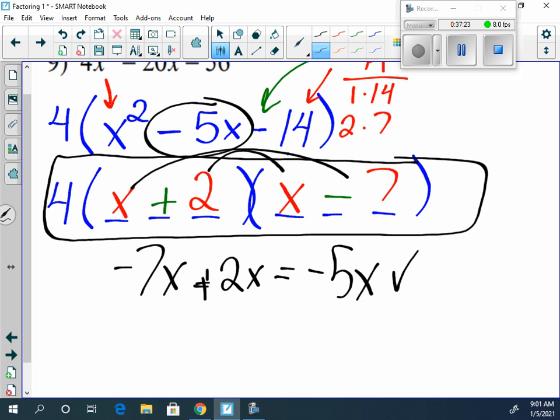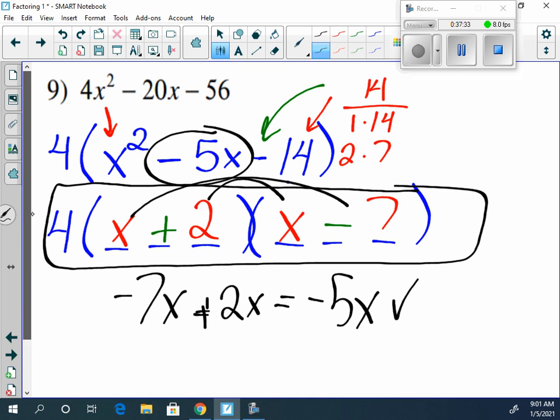Now when we're checking it, we're looking back at the polynomial after we factor the greatest common factor out. We're not going to look back at the original middle term, because it's not going to be 20 since we factored out the 4. That's going to be negative 5. That's the middle term we should get. Any questions on this here?